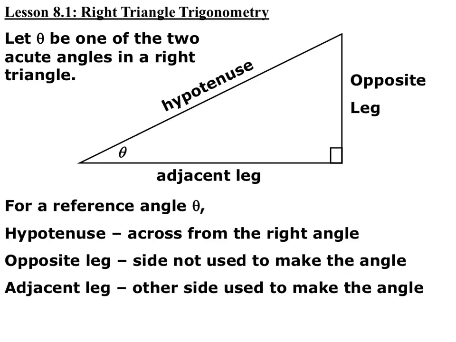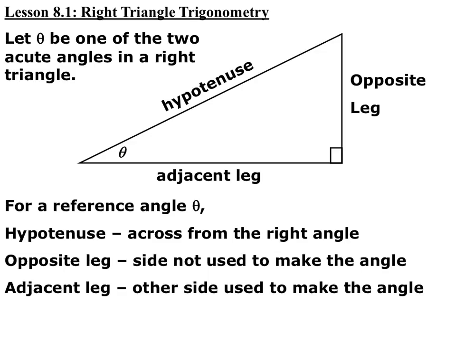Section 8.1 is right triangle trig. In this section, all of our triangles are going to be right triangles, which means one angle is going to be 90 degrees or a right angle, which we denote with this little square box here. Then our theta is going to be one of the non-right angles, so one of the other two angles.